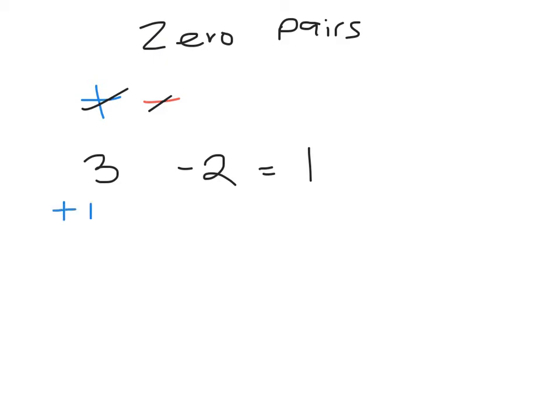Here's 3 positives, and here are 2 negatives. Well, this positive and this negative will cross each other out, and this positive and this negative will cross each other out. And notice I have 1 positive left, which is why my answer was positive 1.